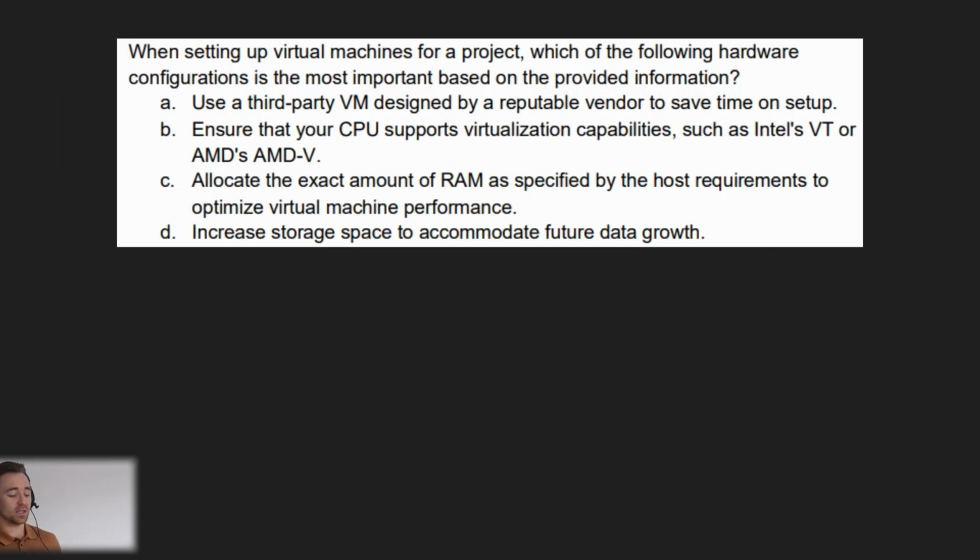Okay, next question reads, when setting up virtual machines for a project, which of the following hardware configurations is the most important based on the provided information? A. Use a third-party VM designed by a reputable vendor to save time on setup. B. Ensure that your CPU supports virtualization capabilities such as Intel's VT or AMD's AMD-V. C. Allocate the exact amount of RAM as specified by the host requirements to optimize virtual machine performance. Or D. Increase storage space to accommodate future data growth. Pause the video if you need more time. Your answer coming in 3, 2, 1.